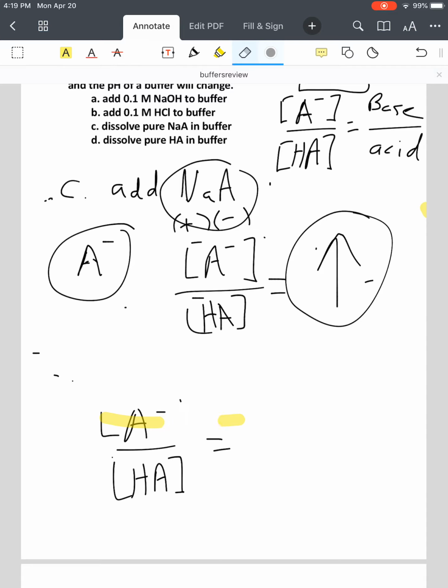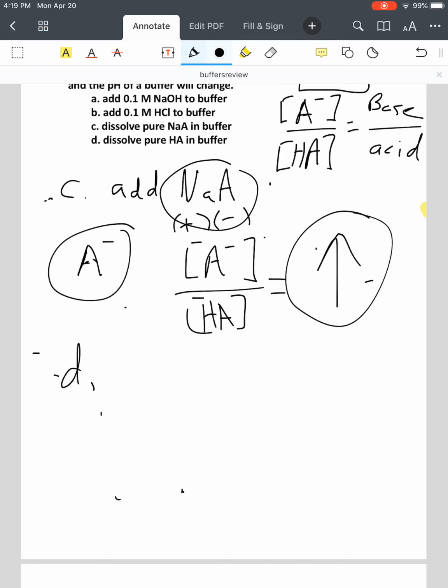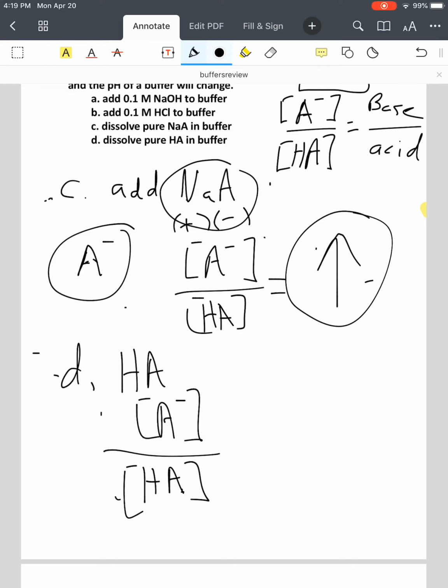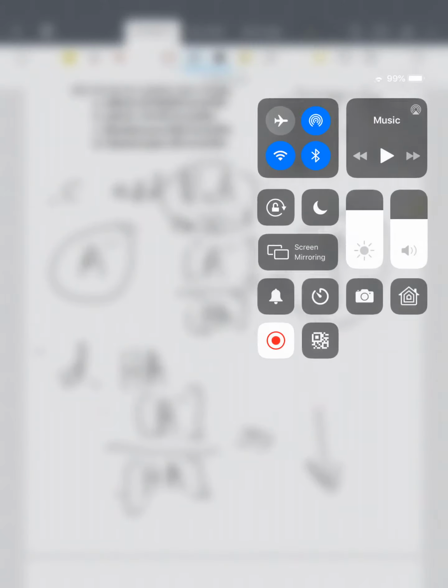We're adding some HA, we're adding some of the acid form. So by adding some of the acid form, the denominator will increase, won't it? So the trend will be to decrease this ratio. All right, easy enough. Got to know those reactions. That's what's crucial.